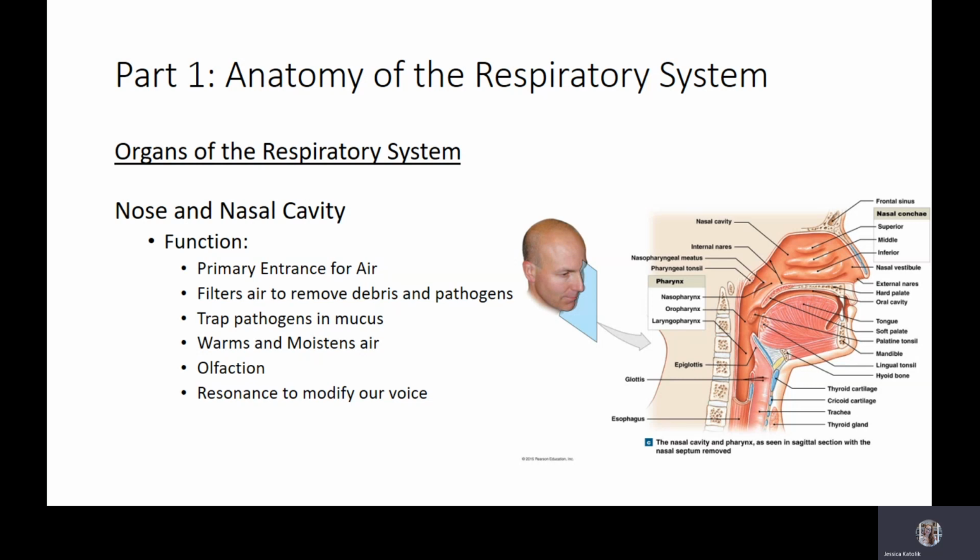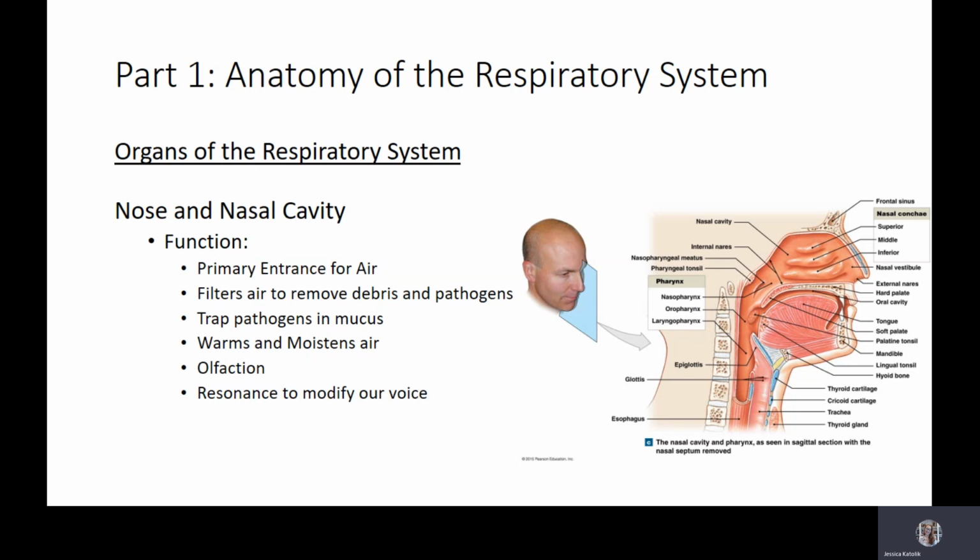All right. So in a nutshell, the nose and nasal cavity are going to condition the air by filtering it, warming it, and moistening it. It's going to aid in immunity, using those nose hairs and the nasal conchae to remove pathogens and debris, and it will help with olfaction.